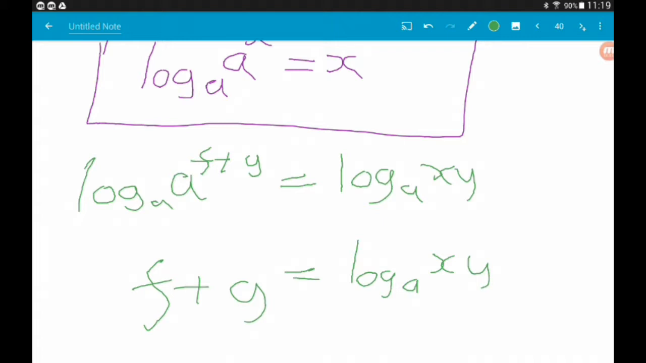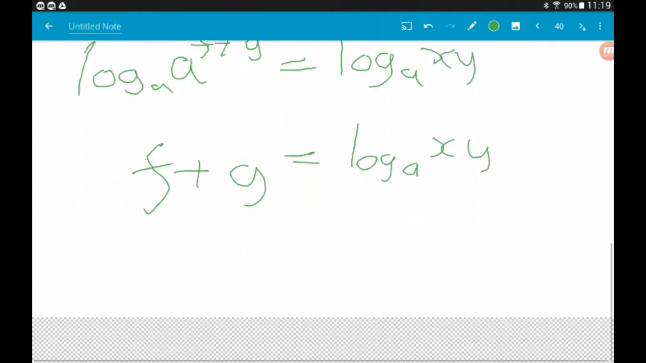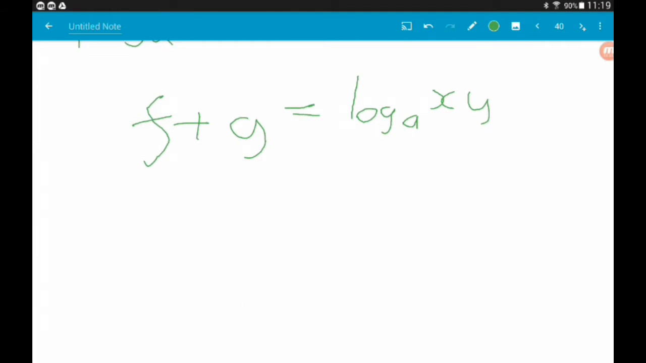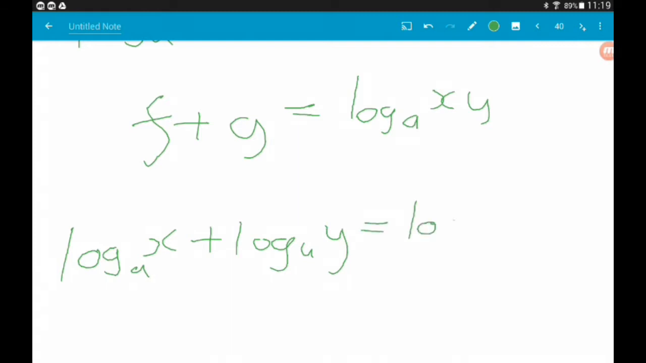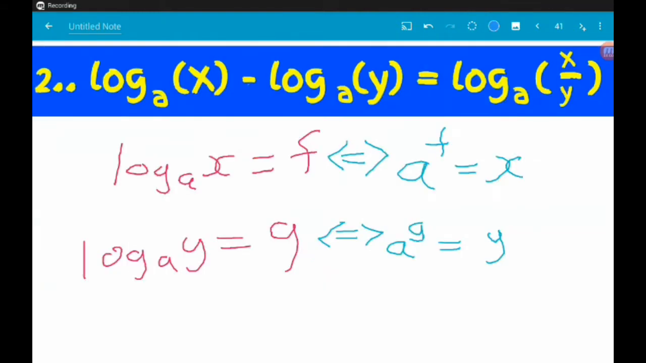Now remember back at the start we called log base a of x f and log base a of y g. So we've got log base a of x plus log base a of y is equal to log base a of x times y. QED, there's our proof.